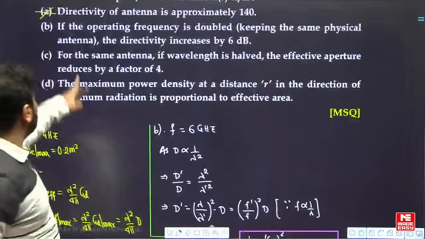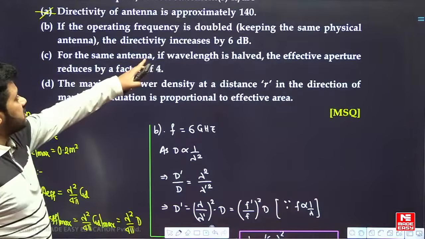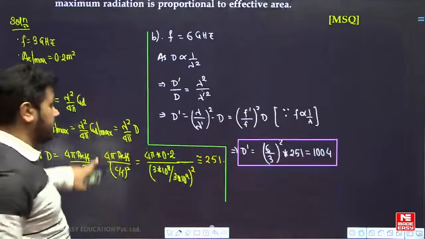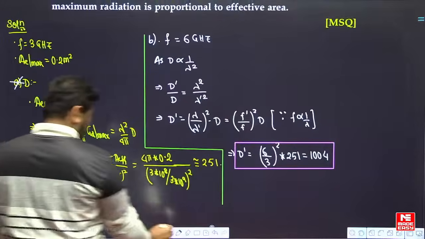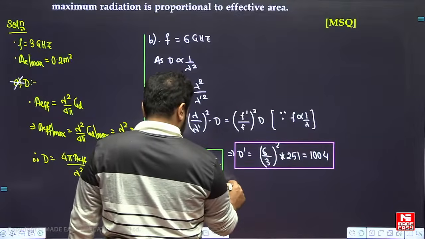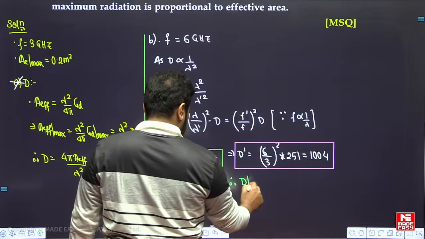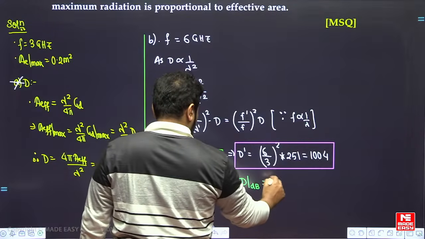Now they are asking if the operating frequency is doubled, then in dB. So here, D in dB will be how much? D in dB is 10 log 10 251.